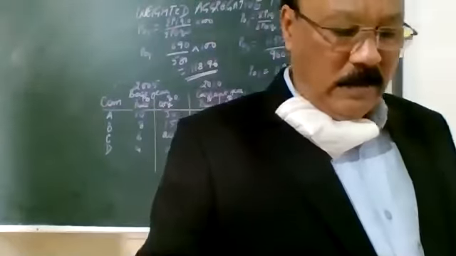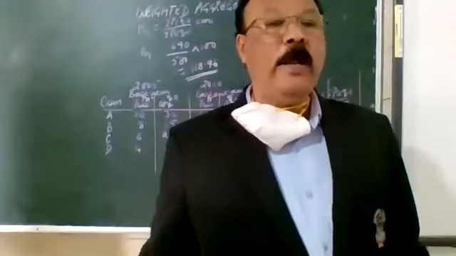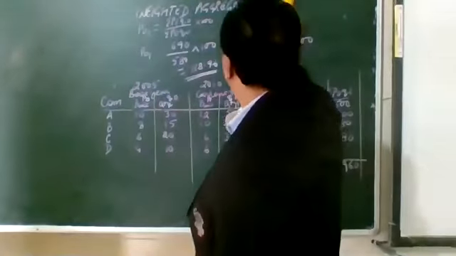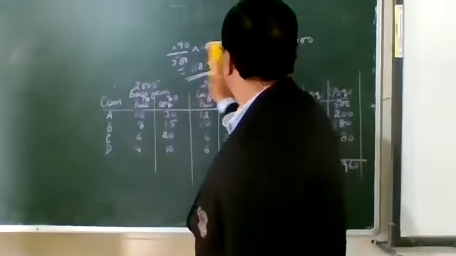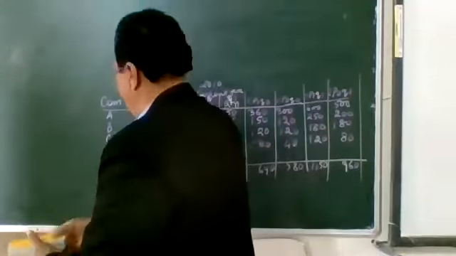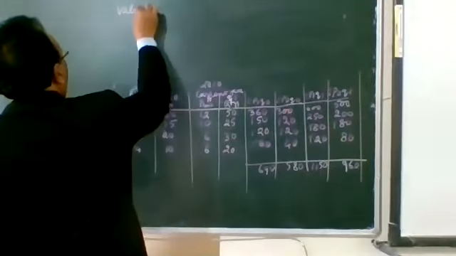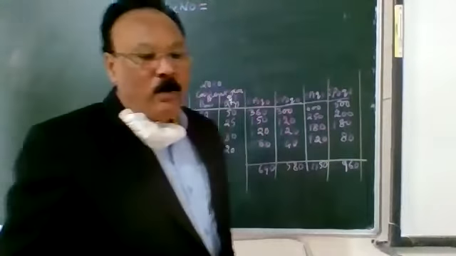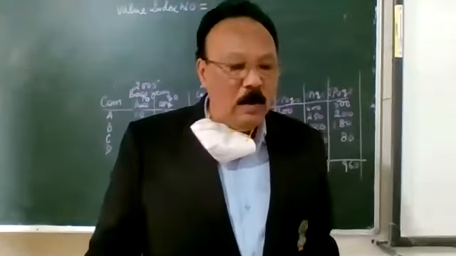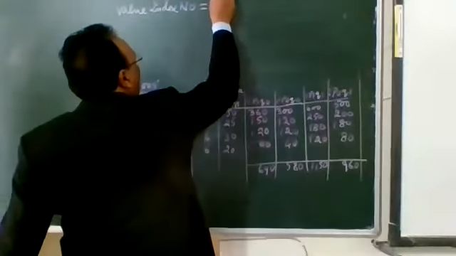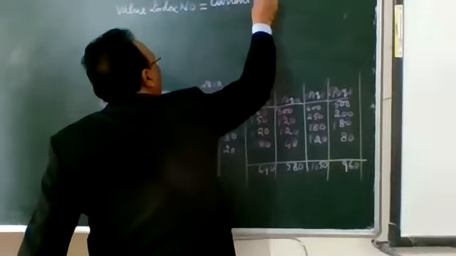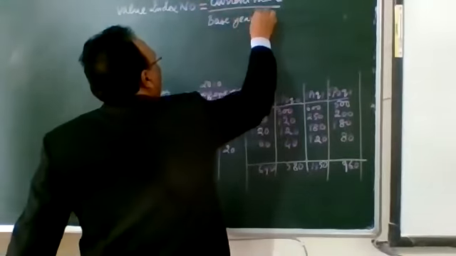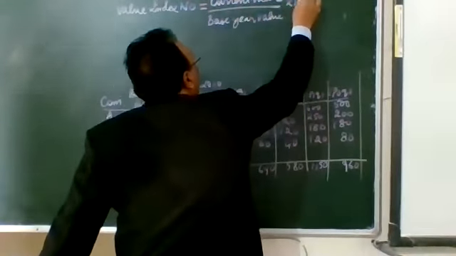Then there is another formula which I would like to tell you about, the value index number. So I'll wipe out this part. Value index number is equal to the current value upon the base year value into 100.